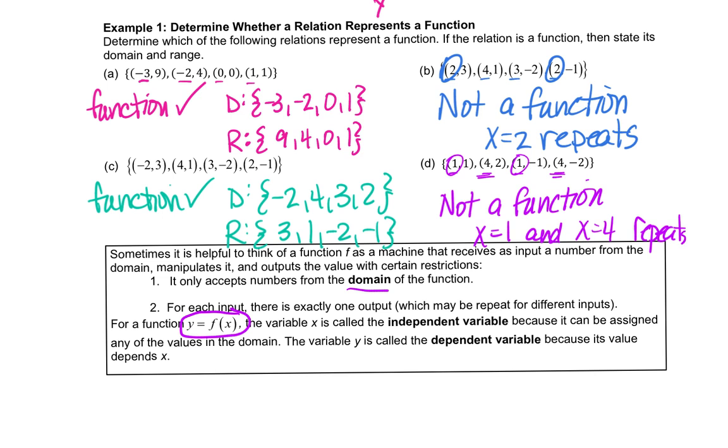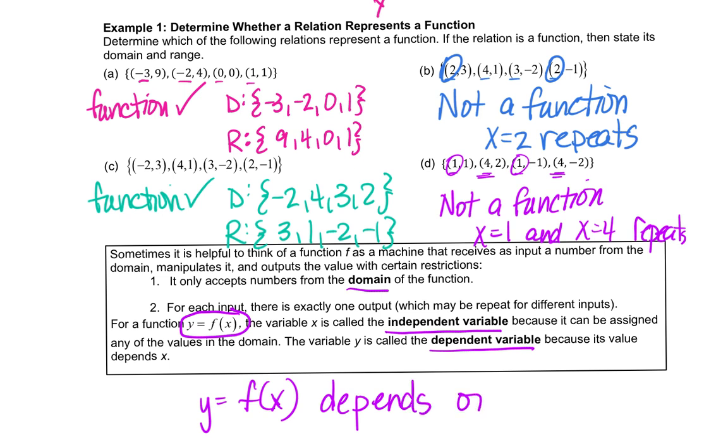The variable x is called the independent variable because it can be assigned any value in the domain. Y is the dependent variable because the value depends on x. Your answer depends on the question. If your question is x equals 5, then depending on the function, the output will depend on if x is 5 or if x is 7. So y, f of x, depends on x. Output depends on the input.